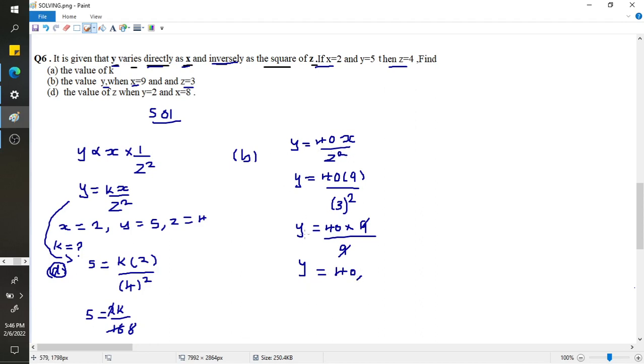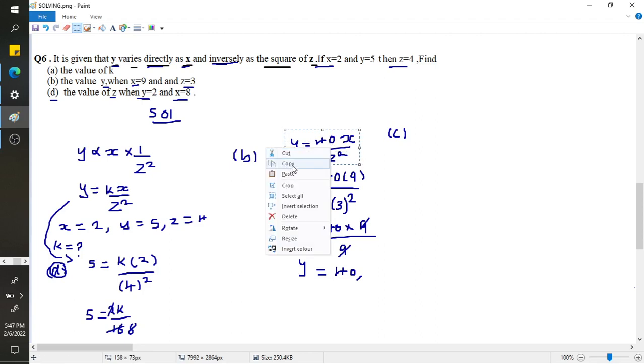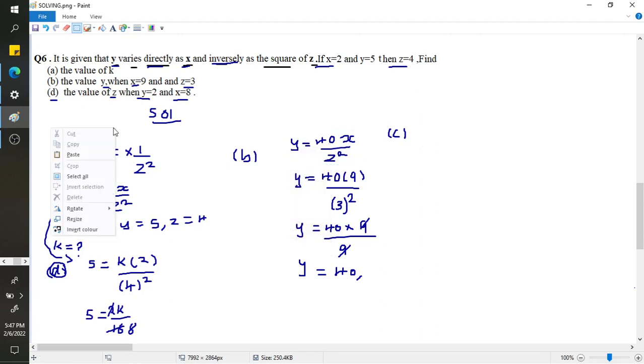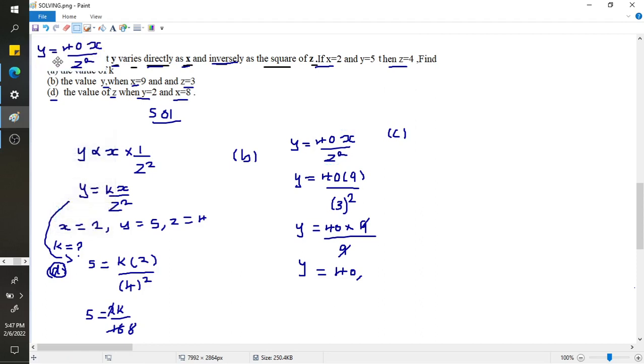Okay. So that's B. We have found the value of y, and we can finish up with C. So by C, we want to find the value of z when y is equal to 2 and x is equal to 8. You can see that in the question, that is D, right? So remember, we're still using the same formula. That's the same formula here. So let's just get the formula so that you can see how we are applying it.